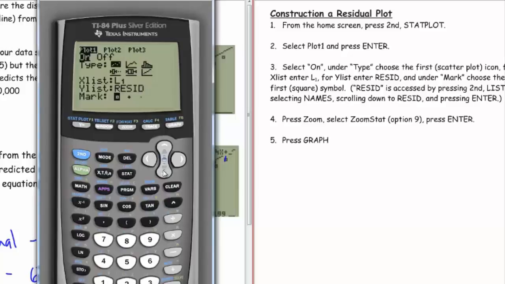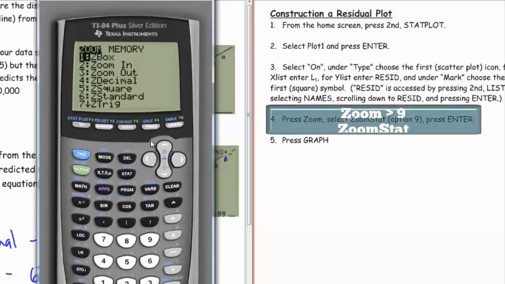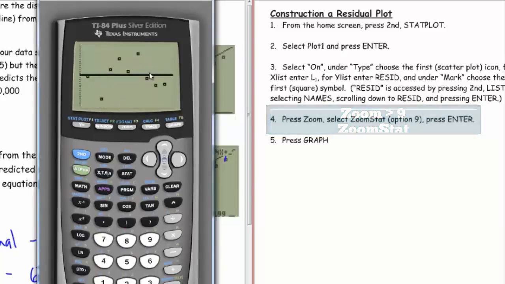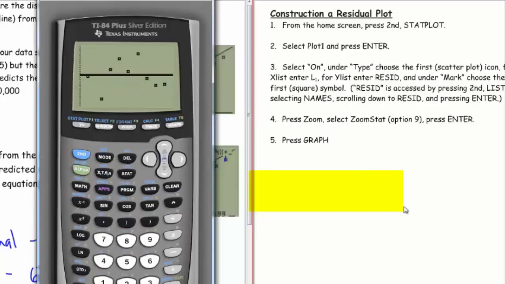Now my mark, this is the best mark to really use. Then before you hit graph, you want to go to zoom and 9, which is statistics. Now what it does is it plots those. What this line is, is the 0 line. This is the line that shows y is equal to 0.